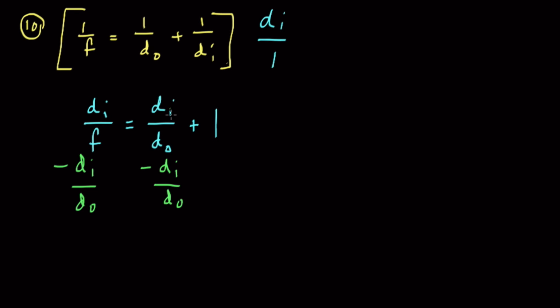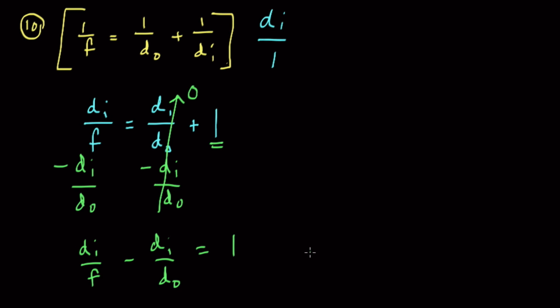And so di over do minus di over do is 0. So I end up with just 1 on this side. And on this side, I end up with di over f minus di over do equals 1. So we're getting there.